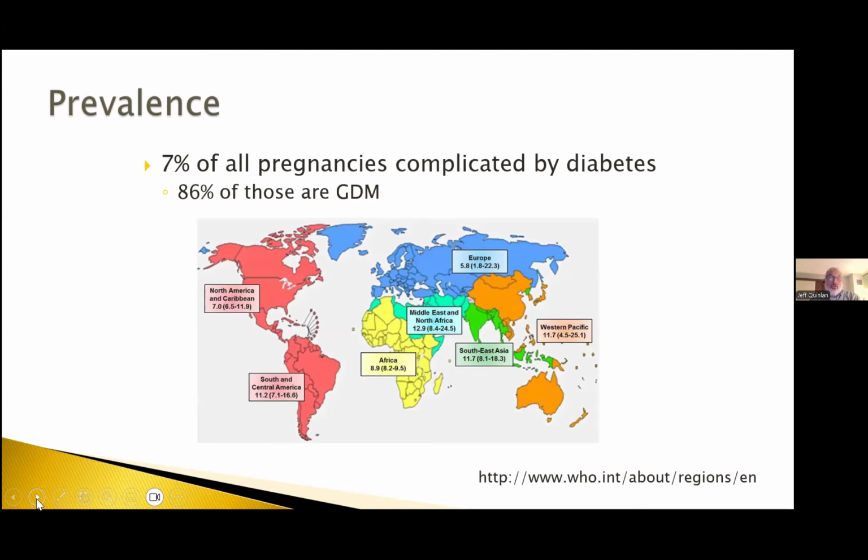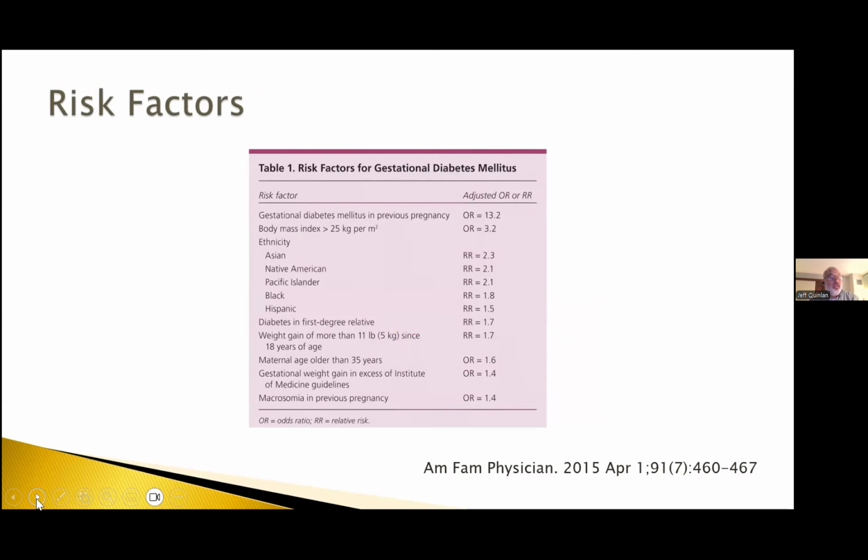You can see that if you look at the rest of the world, we actually do pretty well, which given the level of obesity in the United States is actually a little bit surprising to me. But in other areas, that rate is a little bit higher. There's a number of risk factors that we think about. The highest risk is actually if you had gestational diabetes in a previous pregnancy, you're much more likely to have gestational diabetes in this pregnancy.